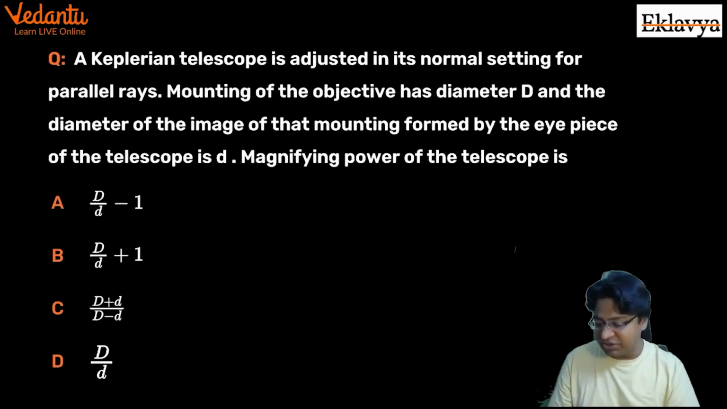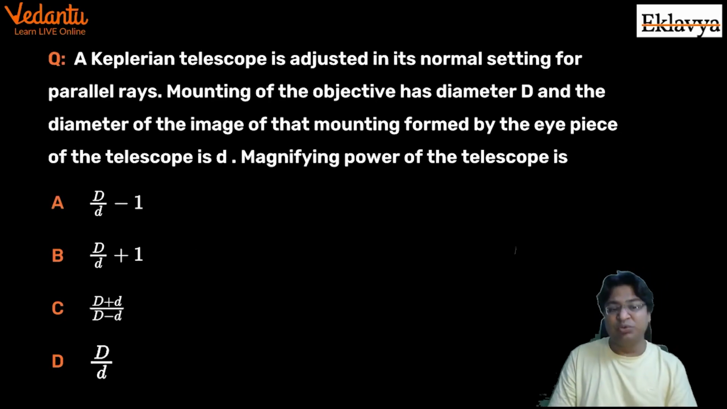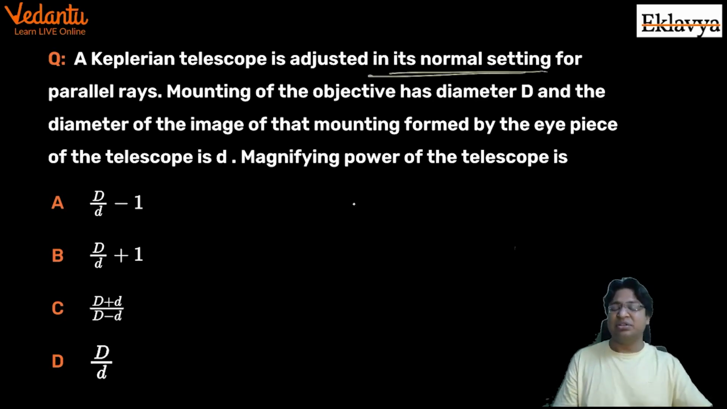Okay, now this next question, I think this question would have spooked many of the kids in the exam. It says that a Keplerian telescope is adjusted in its normal setting. So normal setting means that we are talking about the situation when the eye is normal, which basically means that we are getting the image at infinity. All right, it is in its normal setting for parallel rays. The mounting of the objective has diameter d, and the diameter of the image of that mounting formed by the eyepiece of the telescope is D.